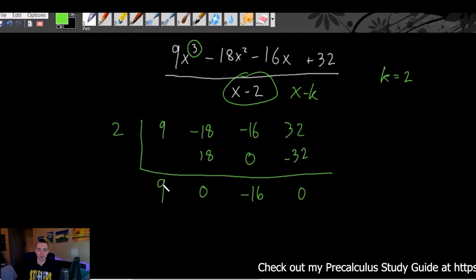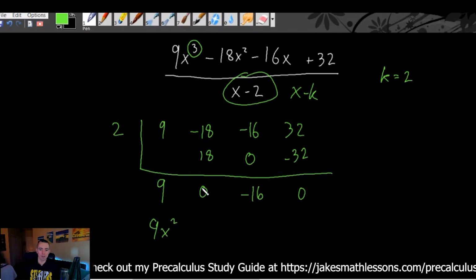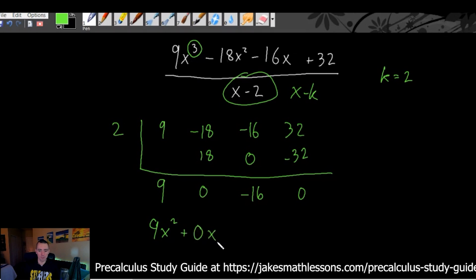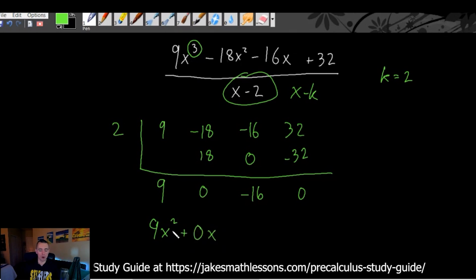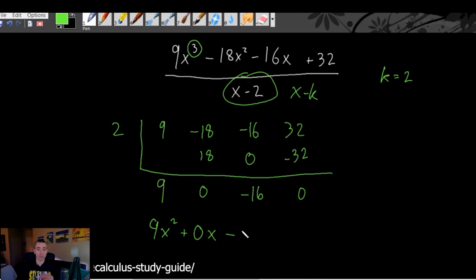So we have this coefficient, 9, and then x squared, 0x, because we're just going to lower our power by 1. 2 minus 1 is 1. X to the 1 is just x. Then after the x term, we're just going to have a constant number being added or subtracted. So minus 16. And then this last number here is our remainder. A remainder of 0 doesn't really mean anything. So just having this polynomial here is our solution to this fraction.